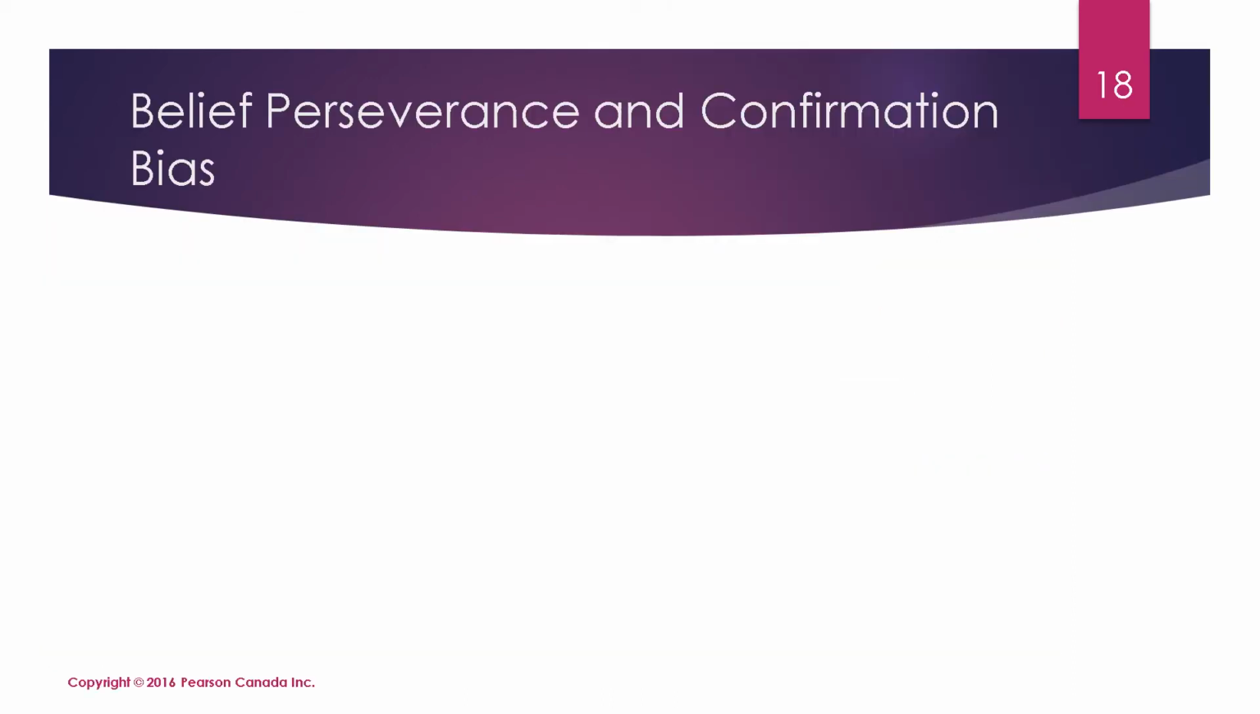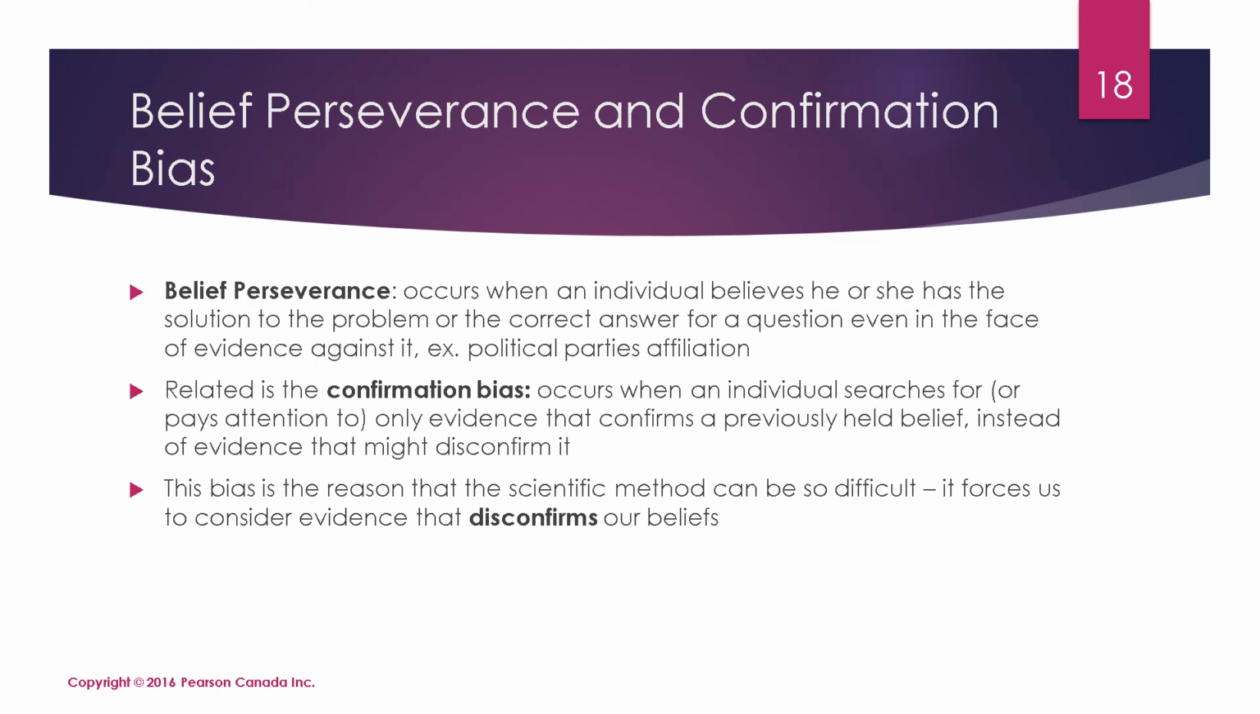So now I'd like to talk briefly about belief perseverance and confirmation bias. Belief perseverance occurs when an individual believes he or she has the solution to the problem or the correct answer for a question, even in the face of evidence against it. A lot of the time, if people have a certain belief, and you try to present them with evidence that disconfirms it, they don't really want to accept that evidence, which makes sense because nobody really wants to be told that they're wrong.